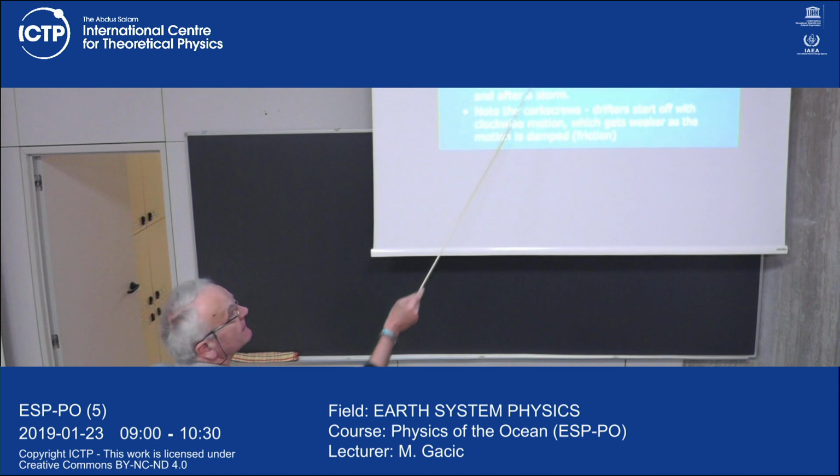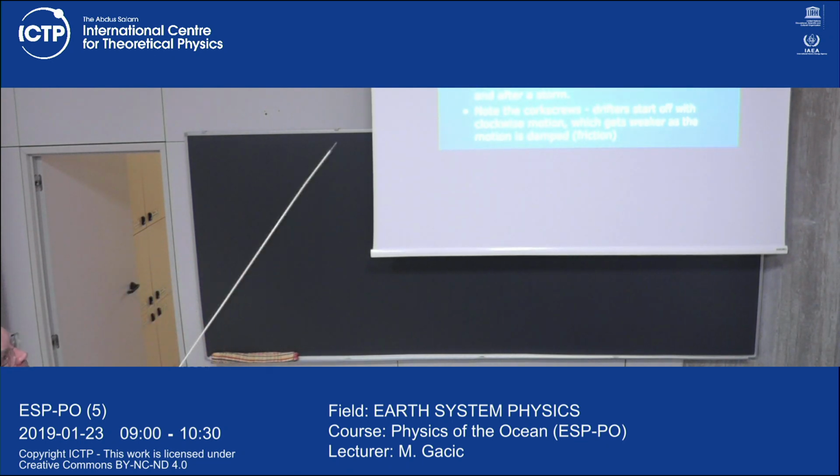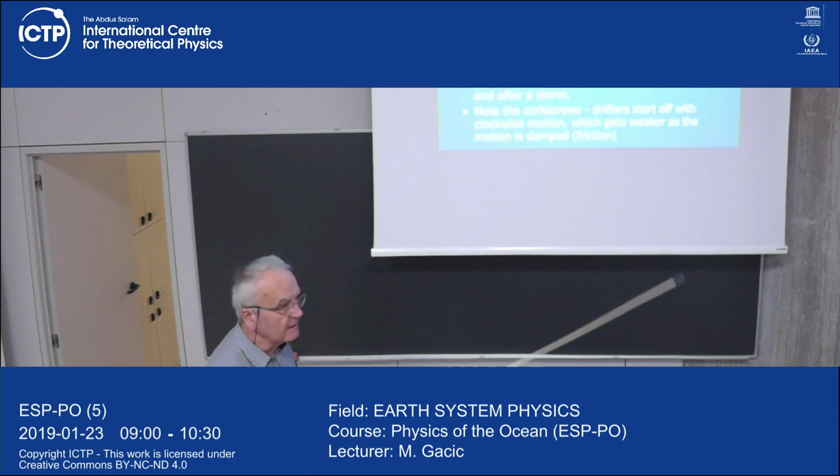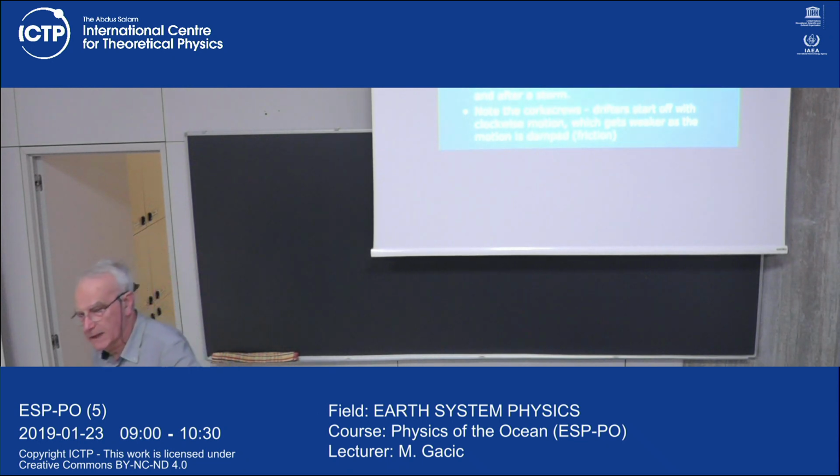And this is how we see the Coriolis force in action. We call these currents inertial currents, where the particle does the complete circle in an inertial period. Inertial period is the period of rotation multiplied by the sine of the latitude, cosine of the latitude.